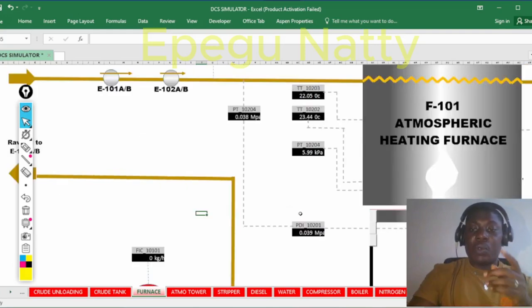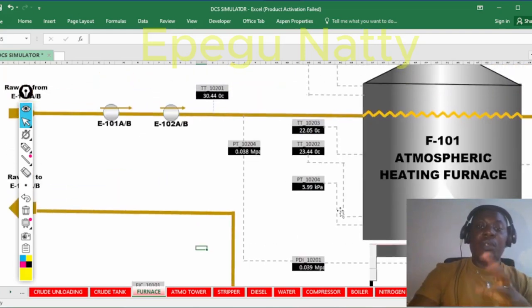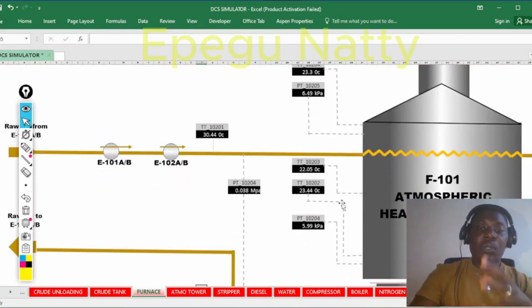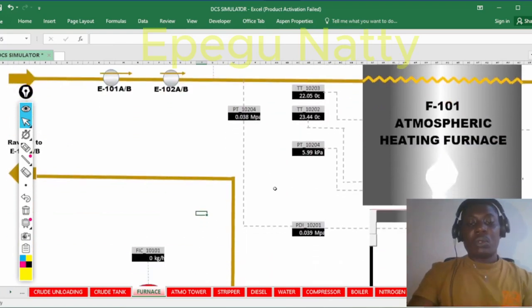In our next video, we are going to look at our furnace. We are going to simulate the furnace, and then we'll see how the furnace behaves. Okay, so see you in the next video.